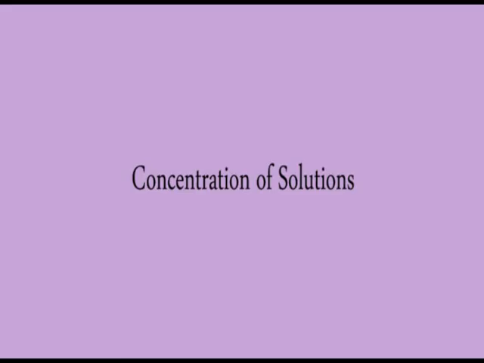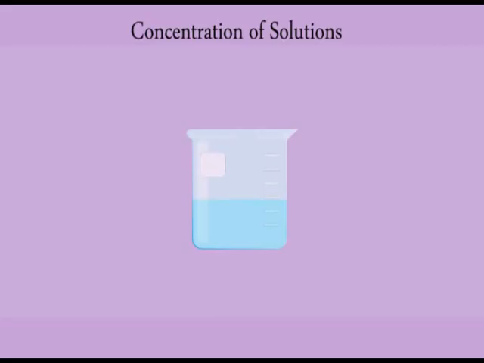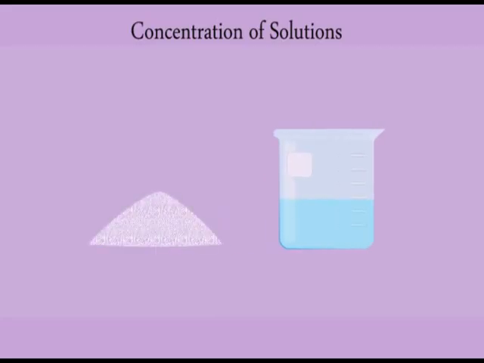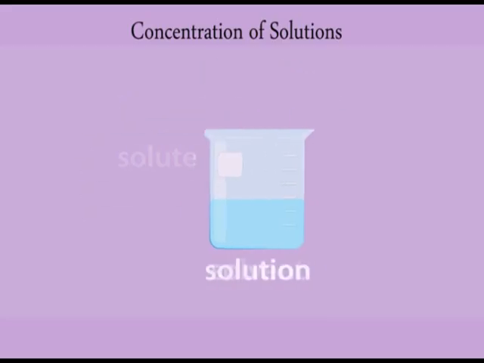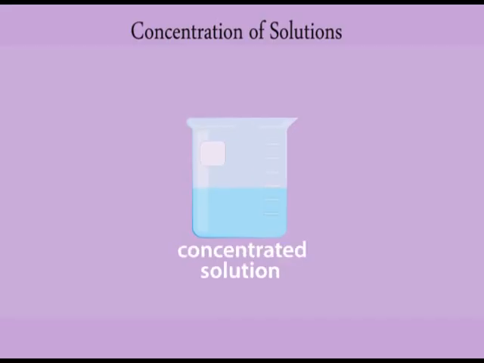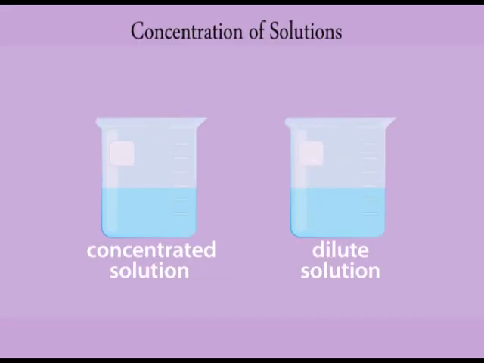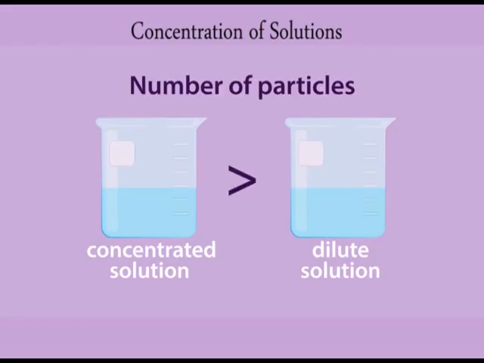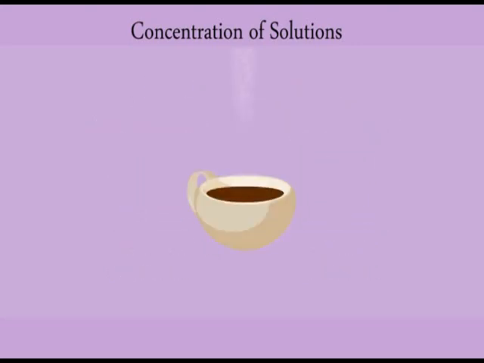Next, concentration of solutions. Now, the concentration of a solution is a measure of the number of particles of a solute, a dissolvable solid, which are in a solvent, a dissolving liquid. How would you compare the number of particles in a concentrated solution to a dilute solution? The number of particles in a concentrated solution is greater than the number of particles found in a dilute solution. Think about sweetening a drink by adding sugar. The more sugar you add, the sweeter the drink tastes.